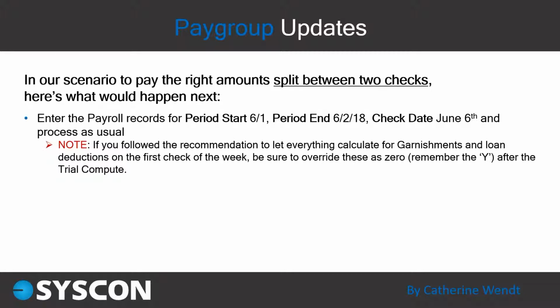Now you would enter a payroll record for a period start date of June 1, period end date of June 2. The check date is going to be our regular Wednesday, June 6th check date. Something to note, if you followed the recommendation I just gave on the previous slide to let all the garnishments and other deductions go through, you would override these as 0 after you do the trial compute.